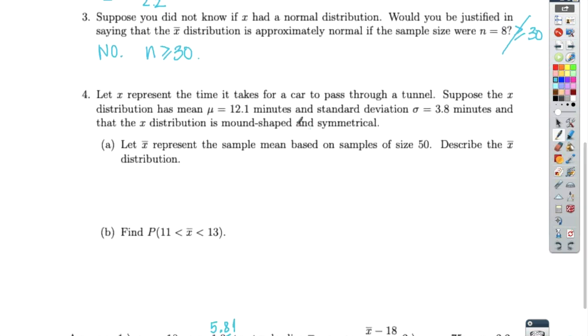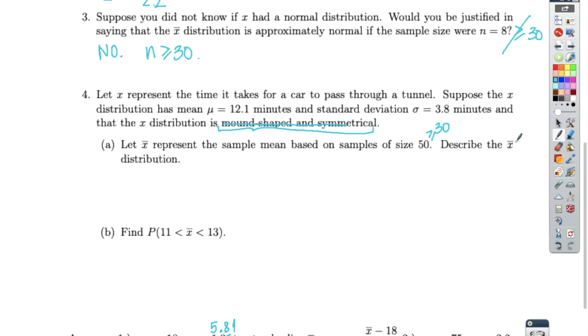Last one, number 4. Let x represent the time it takes for a car to pass through a tunnel. Suppose the x distribution has a mean of 12.1 minutes and a standard deviation of 3.8 minutes, and that the x distribution is mound-shaped and symmetrical. Okay, again, this pretty much means normal. Let x bar represent the sample mean based on samples of size 50. That's definitely greater than or equal to 30, so it turns out this phrase didn't even matter at all.